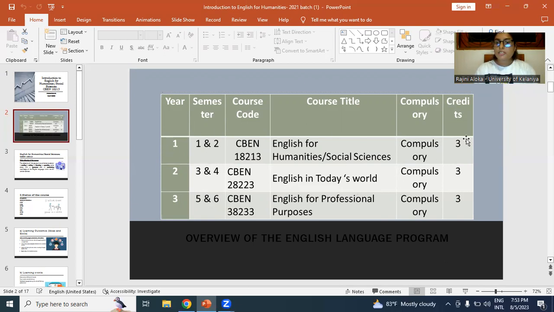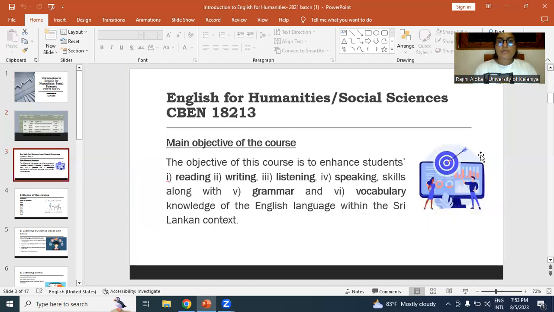Okay, so for first year, you have this program, English for Humanities and Social Sciences. The objective of this course is to enhance students' reading, writing, listening, speaking skills, along with grammar and vocabulary, knowledge of English language within Sri Lankan context. So this is mostly like general English. Okay, in this course, you will get to learn English in a general setting mostly.